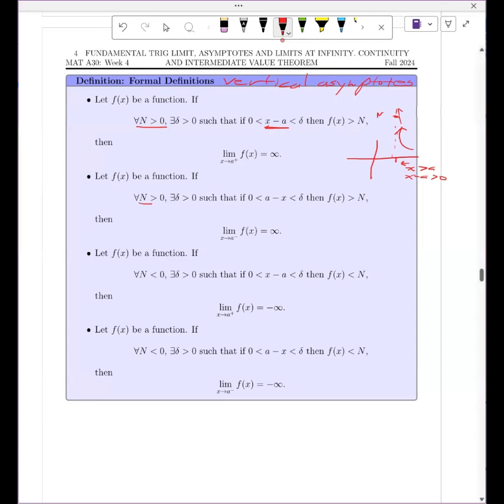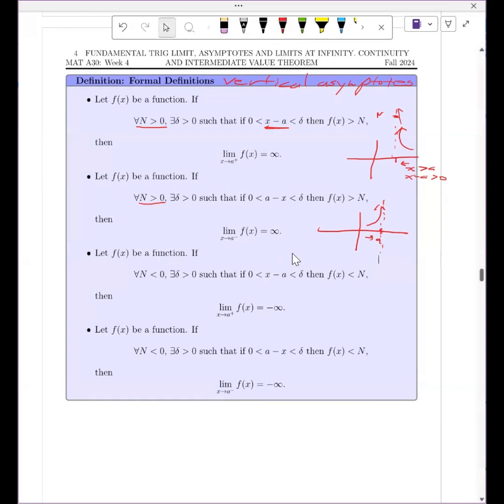And if for all n greater than 0, there exists a delta greater than 0, such that if 0 is less than a minus x, which is less than delta, then f of x is greater than n, then the limit as x approaches a from the negative of f of x equals infinity. Now I have this a value, and I'm coming from the right side, and it keeps going up and up. And we have similar definitions for limits that go to negative infinity. These give us our asymptotes.